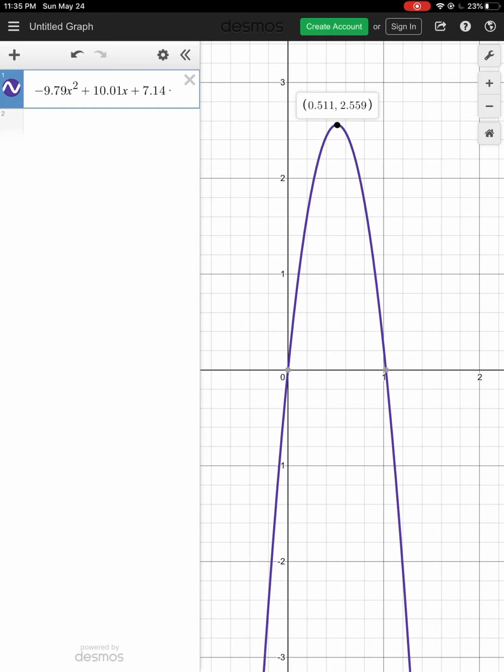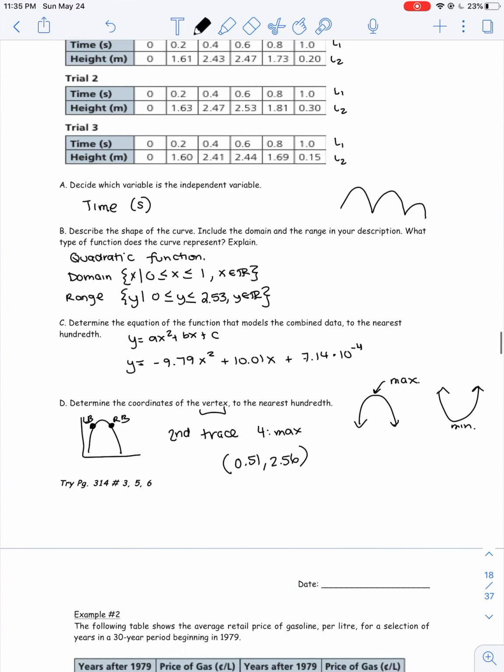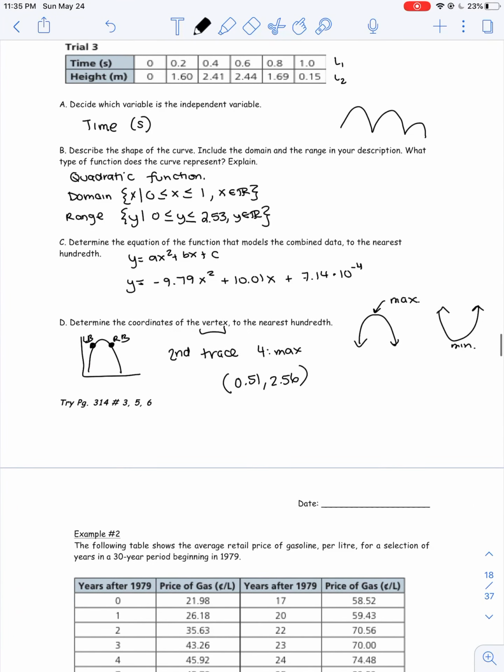As you can see, mine's going to be a little off because it's just rounded, but as you can see, it's to the nearest hundredth that I'm rounding it to. So that's the vertex, and that is what I want to do for that.